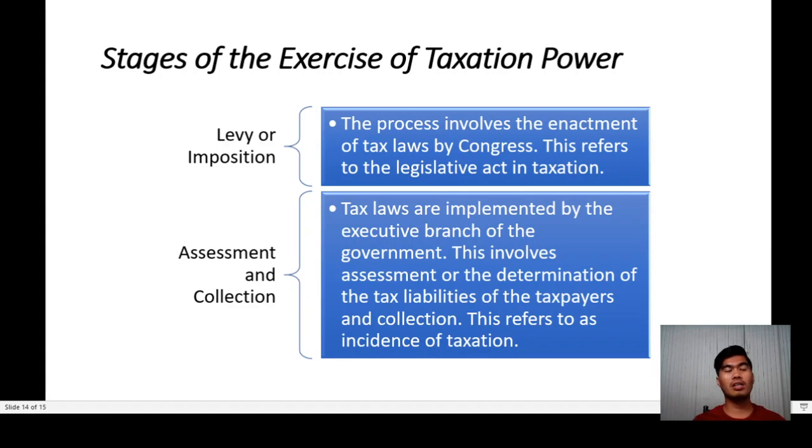So, kung yung tax laws naman natin is naipasa na, then it is the obligation of the executive branch to assess and collect the exact amount of tax.